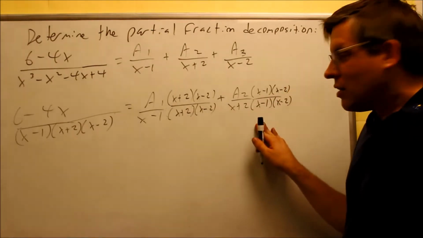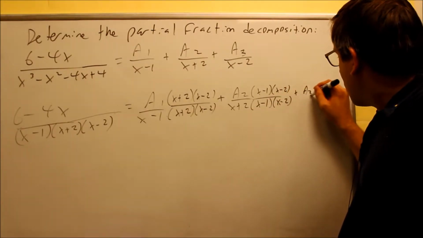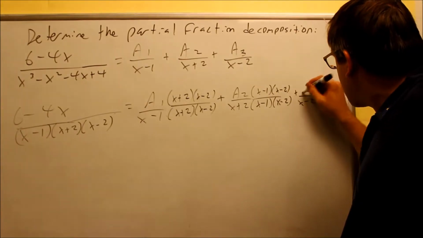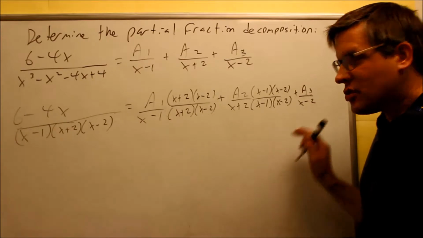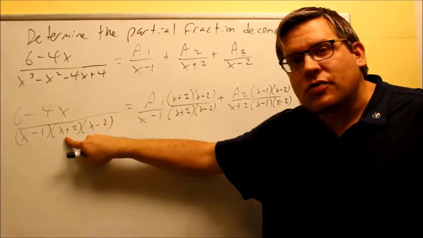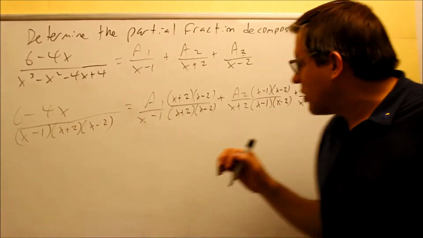Okay, so now I have that. Next, I have a3 over x minus 2. And I'm going to multiply this one by what it's missing. Now I have the minus 2. I need to multiply by these first two, x minus 1 and x plus 2.